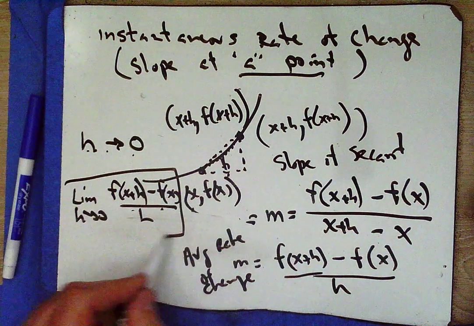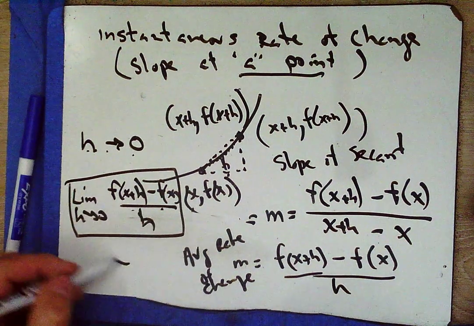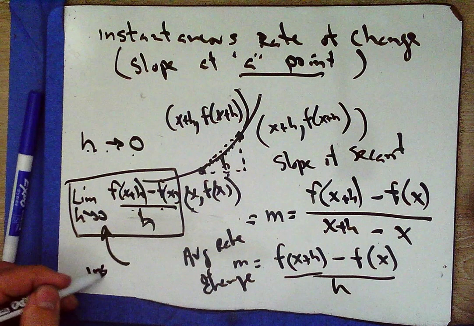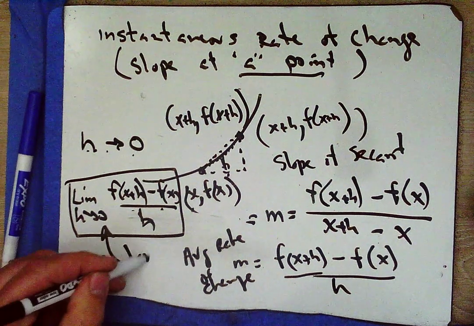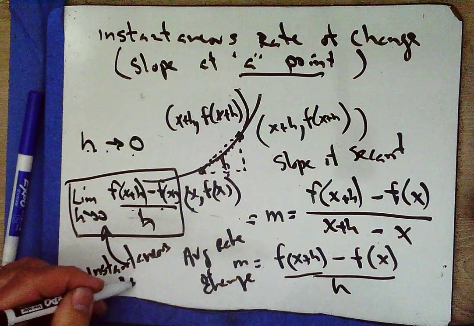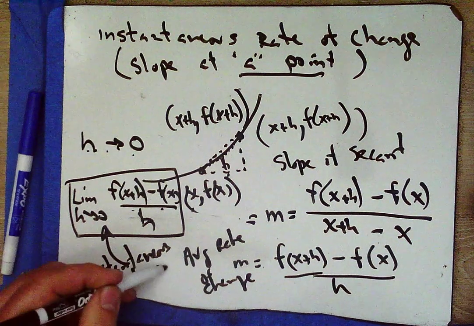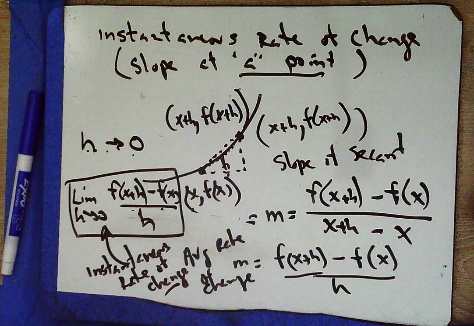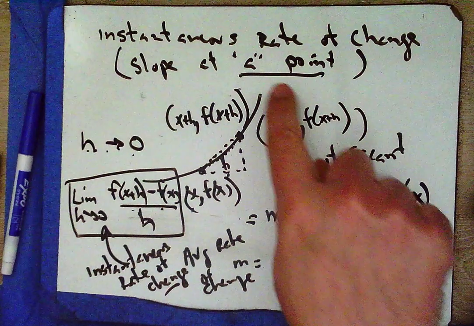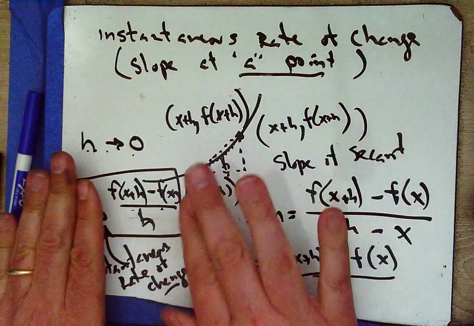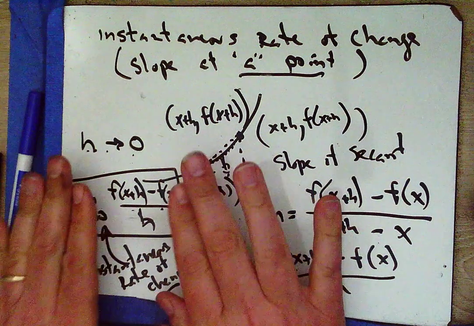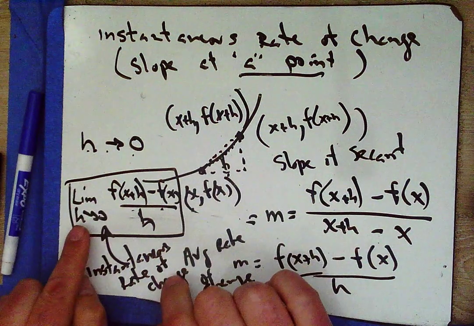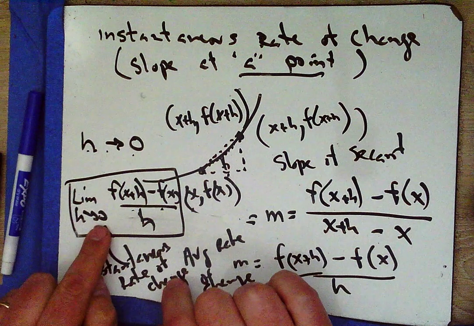This is instantaneous rate of change. It's not an approximation anymore. It's the actual slope at a point. How do I find the slope at a point? I use my slope formula, but I let the distance between the 2 ordered pairs head to 0.